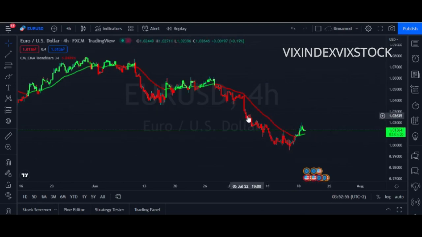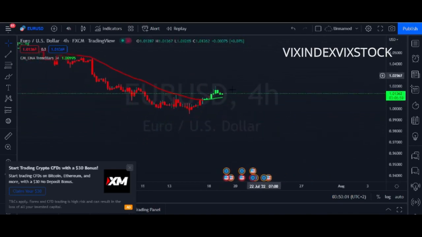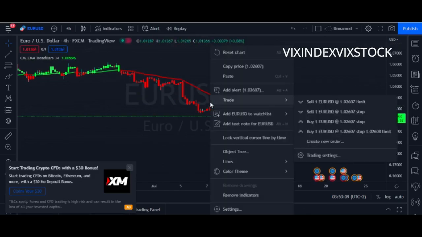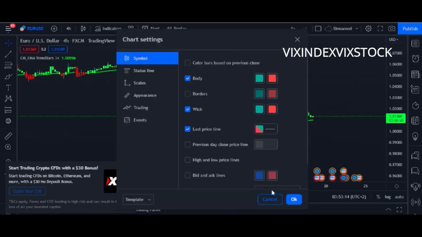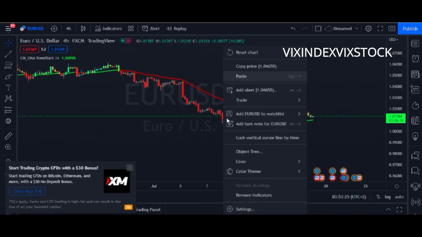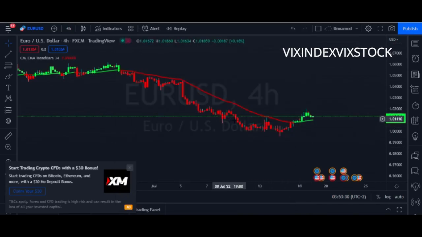Now what might happen is you might have an ugly border around these candles, and the indicator might not be so clear as mine. So you just need to right click on your chart, go to settings, and untick borders. Let's see what happens when the borders are there. So you just go to settings and remove the borders so that it looks nicer. Now it looks like mine.